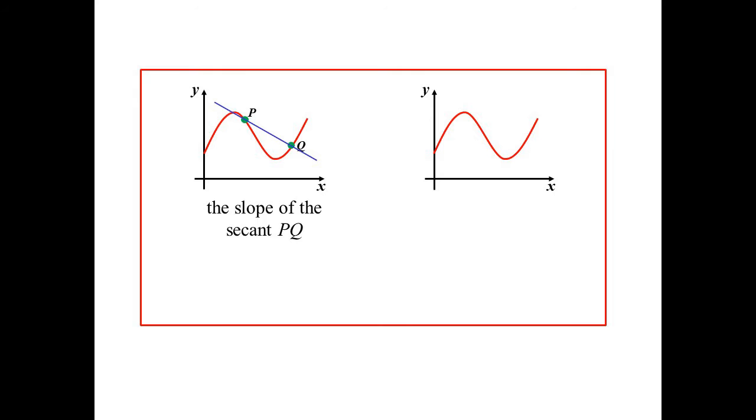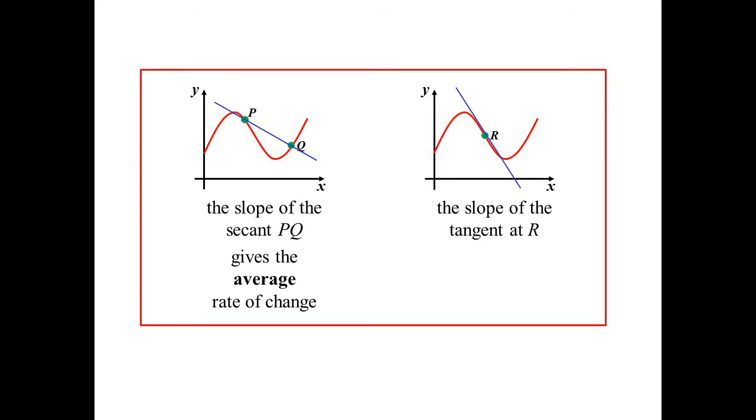PQ, I've got two different points on the curve here. So if I draw a line here, I've drawn a secant. A secant is a line that cuts a curve in two spots or more, as opposed to a tangent which touches it in one spot. But if I was to find the slope of the secant, that gives me the average rate of change between those two points. As opposed to over here, a single point, if I was to find the slope of the tangent, that gives me the instantaneous rate of change.